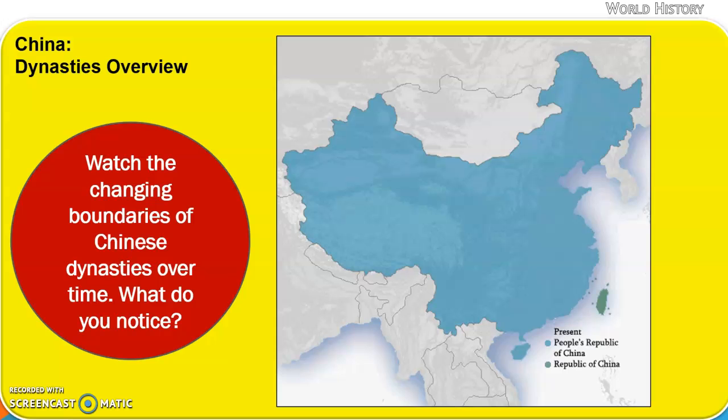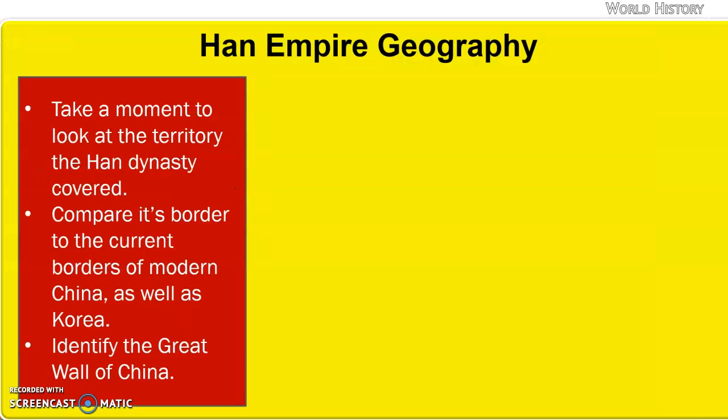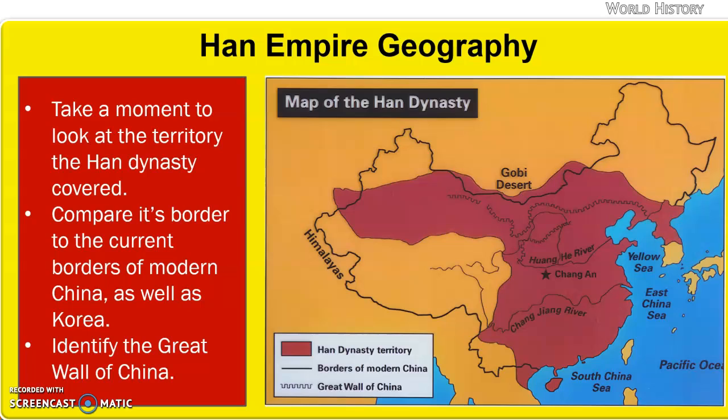All right. Let's take a moment to look at the territory the Han Dynasty covered. Compare its border to the current borders of modern China as well as Korea. If you can see Korea over here, during the Han Dynasty it was actually part of the empire. And then here you can also see China, the Great Wall of China.